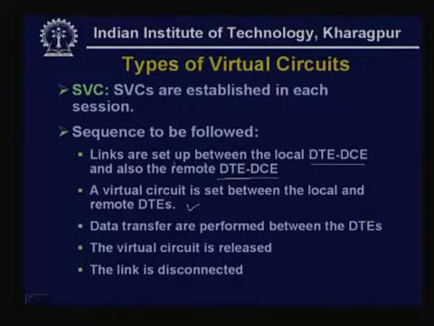So after these two local and remote links are established between the DTEs and DCEs, the virtual circuit is set between the local and remote DTEs. Then the data transfers are performed between the DTEs. Then the virtual circuit is released and the link is disconnected. So this is the sequence that has to be followed for each session of data transfer using a switched virtual circuit in X.25.